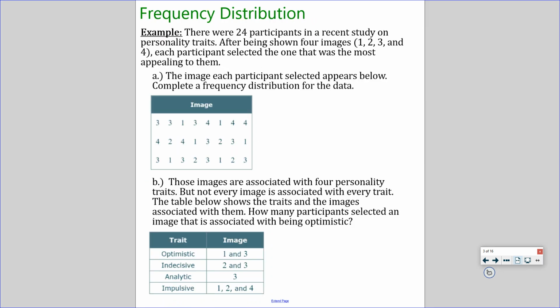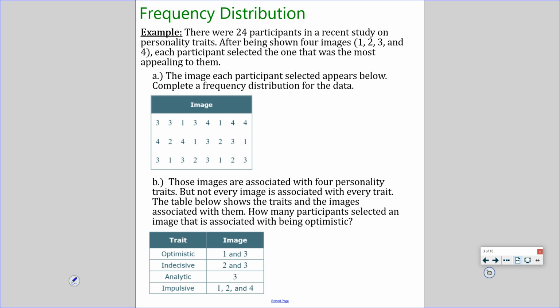I like this view. Okay, there were 24 participants in a recent study on personality traits. After being shown 4 images, which we'll number image 1, 2, 3, and 4, each participant selected the one that was most appealing to them. Here are your results, here's your data. You just jotted down what each participant answered. It says complete a frequency distribution for this data.